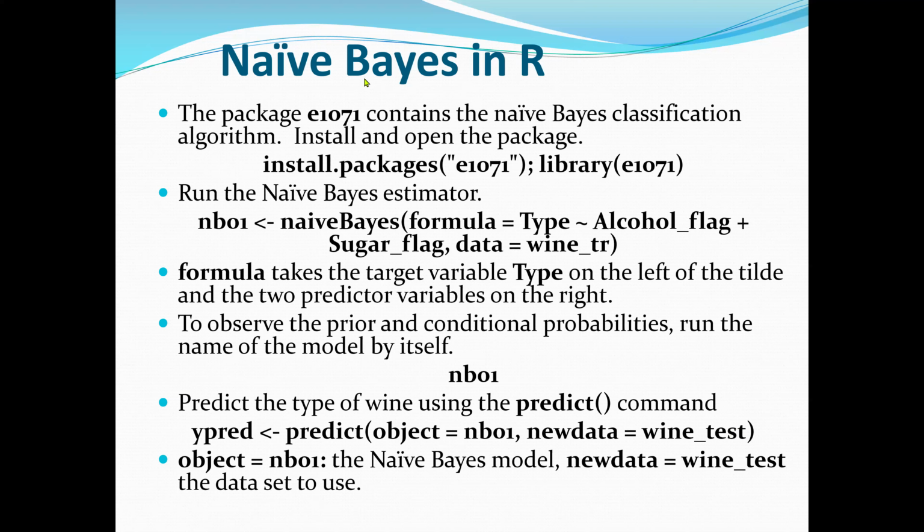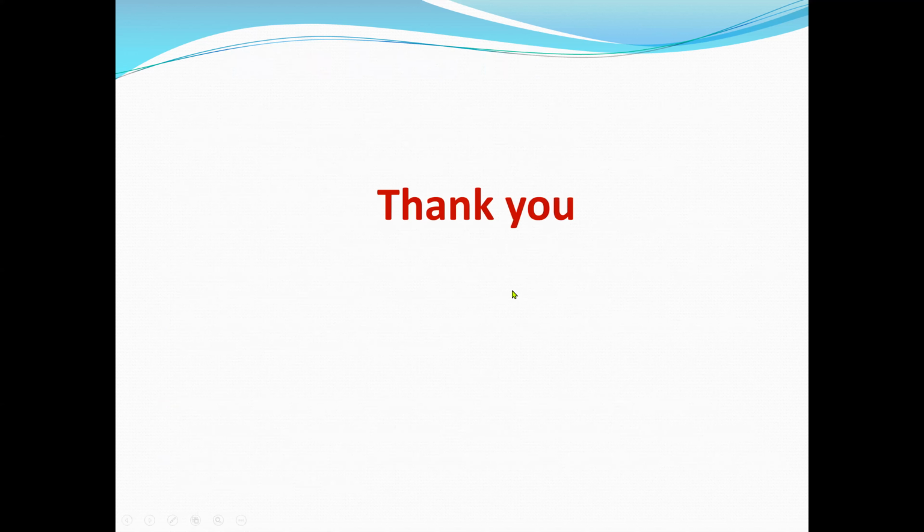So again, the steps are the same. First, we need to install the package e1071. We open it, library(e1071). Then we run the naive Bayes estimator using our data set. This time we have to specify the predictor values and also the response. So that will be the conclusion of our lectures.